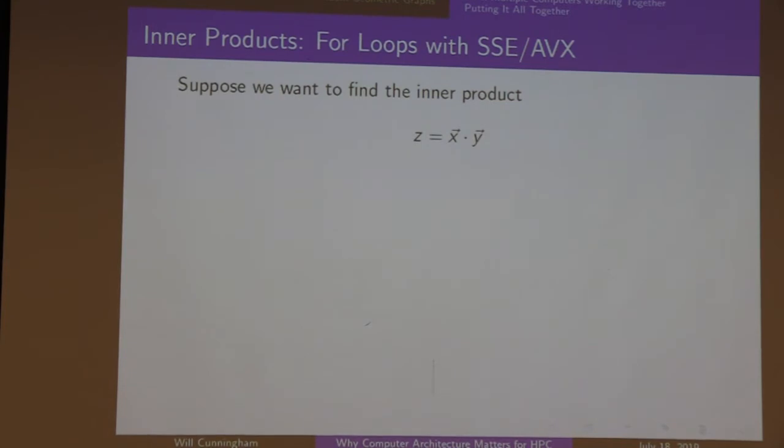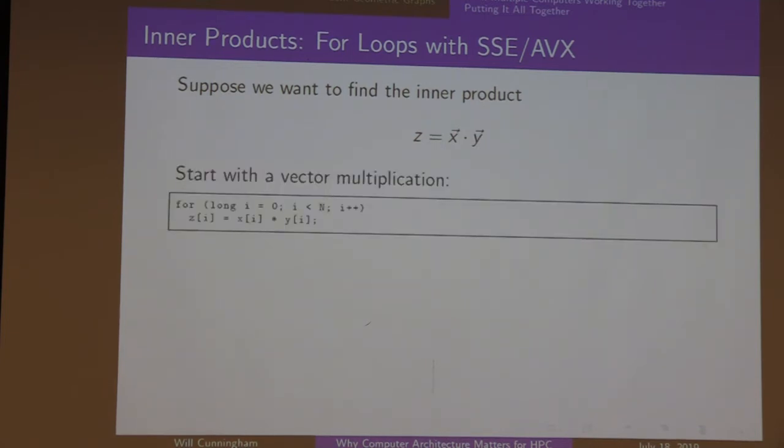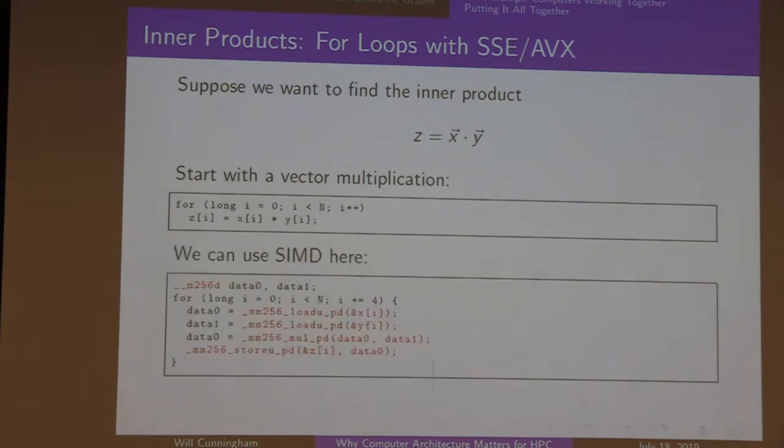So going back to this example, where we're looking at vectors, suppose we want to do an inner product. This is a very common operation in math and physics. So we could start with the vector multiplication before we accumulate. And what we can see here is that there are these crazy functions here that look very foreign, but it's really the same as using any other library. Okay, these are defined somewhere else. You can look them up online.